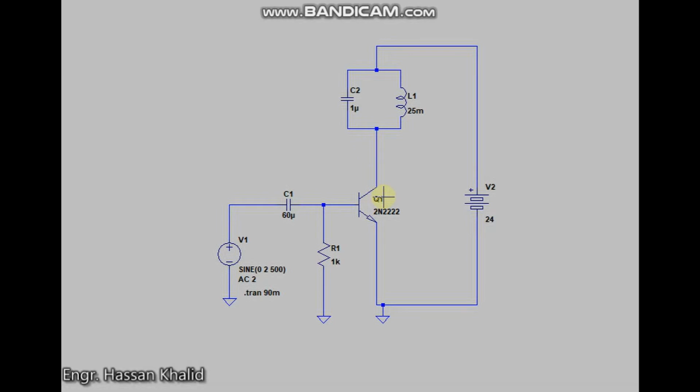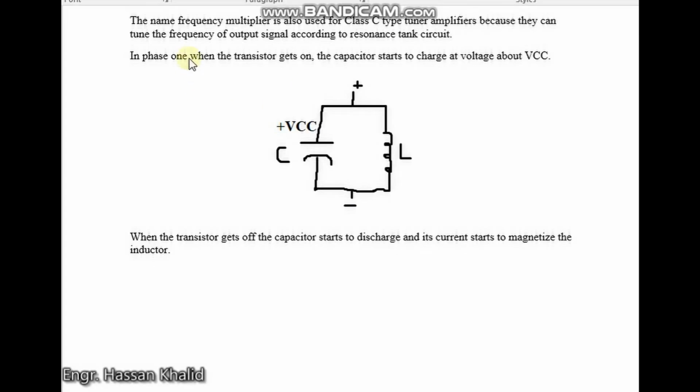Now let's see what happens when the transistor is in the conducting state, and what happens when the transistor is in the off state. What happens in phase 1? In phase 1, when the transistor gets on, the positive voltage from this terminal will start to move into the loop, and it will start to charge the capacitor to the maximum voltage of VCC.